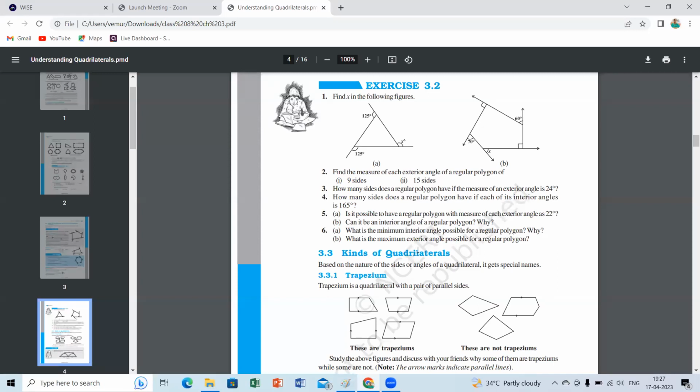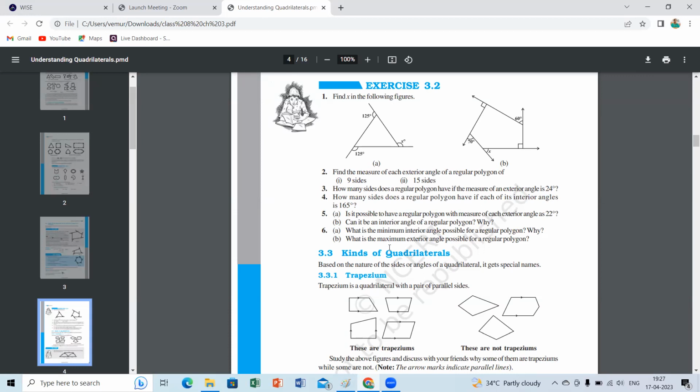What is the maximum exterior angle possible for a regular polygon? 60 plus what angle makes 180? Ma'am, 60. Not 60, 120. 60 plus 120 makes 180. So what is the maximum exterior angle possible for a regular polygon? 120.